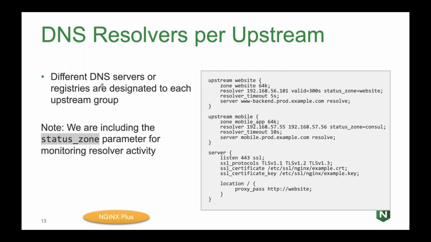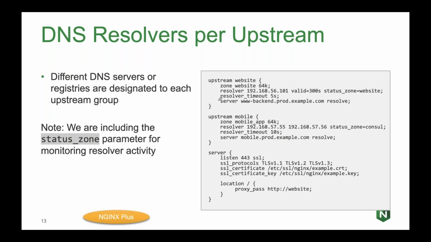Okay, next up is DNS resolvers per upstream group. So we have a directive called resolver, and previously this was configured at the top level HTTP context, alongside upstreams, for example. And if you wanted to do a lookup for a particular service by name, you would have to use the same resolver in all cases if you wanted to do load balancing with it.